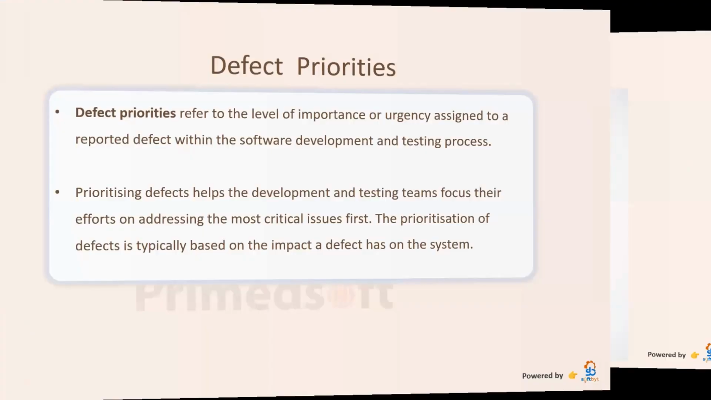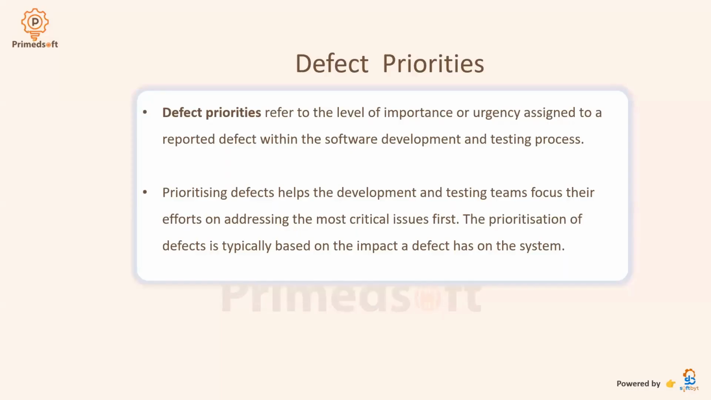So next we'll go to defect priorities. We've mentioned what defect priority is, and I briefly mentioned it, but now we want to look at it in depth. Defect priority refers to the level of importance. When you say something is priority, that means that thing is important or urgent.